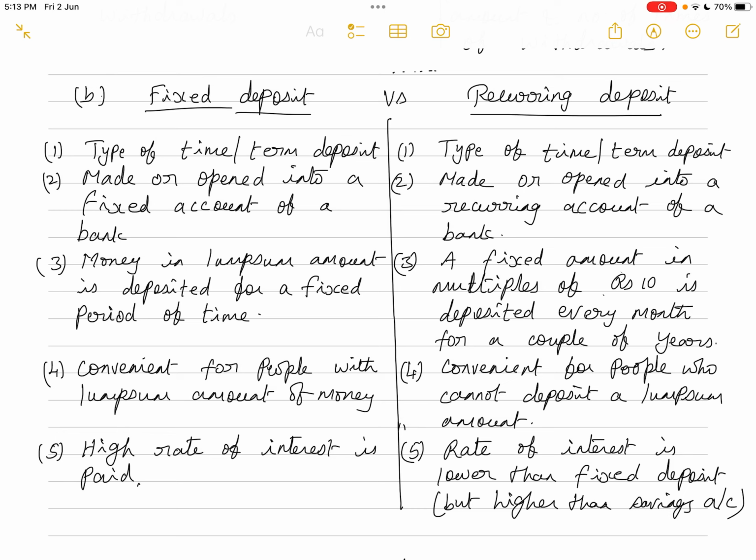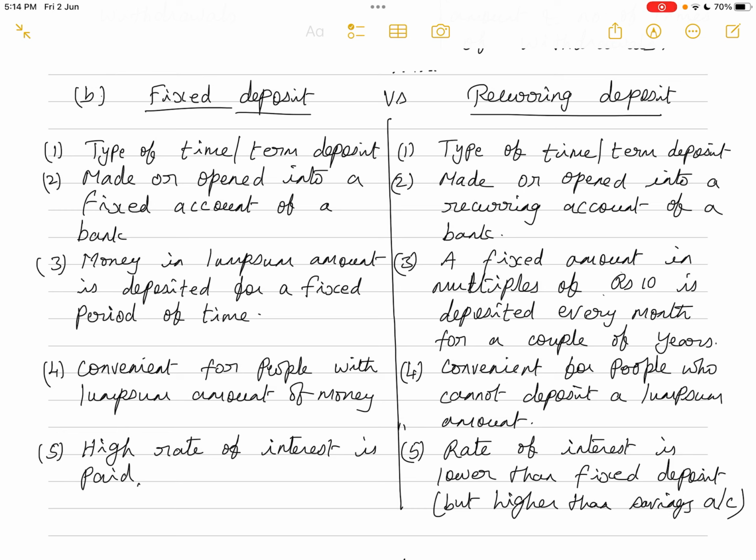As far as the fixed deposit is concerned, money in a lump sum amount is deposited for a fixed period of time. The main difference between the fixed deposit and the recurring deposit is this: if a customer has a lump sum amount of money and wants to deposit it in the bank so that he will get a higher rate of interest, it is convenient for him. He can open a fixed account and deposit the money for a certain period of time.